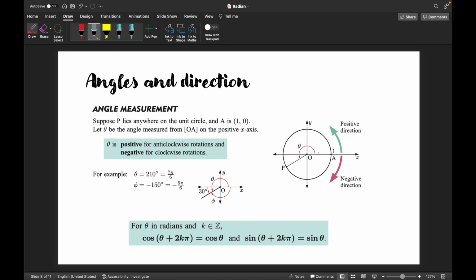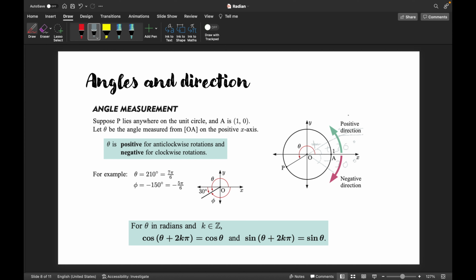If you make an angle with respect to the x-axis and you go anti-clockwise, then the angle is going to be positive. So this is the positive direction, this way. And if you go the other way around, it's going to be the negative direction. Let me draw something. This is going to be plus 30 degrees, and this is going to be negative 30 degrees.